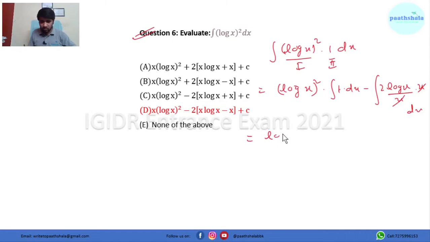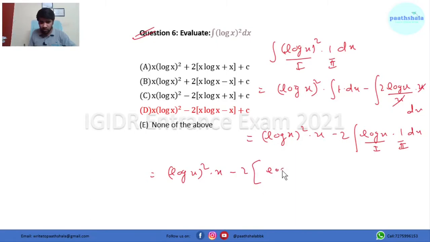So here this will come out to be log x whole square, and integration of 1 dx will be x, and here 2 will come outside the integral, and integration of log x into 1. Again we'll use the integration by parts rule, so log x will become first and 1 will become second. So finally this will come out to be log x whole square into x minus 2, in a bracket it will come out to be log x into x, because integration of 1 dx will be x, minus d/dx of first. So differentiation of log x is 1 upon x, and integration of 1 dx will be x.